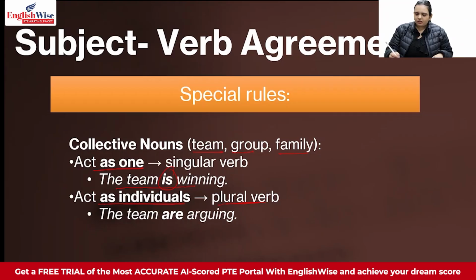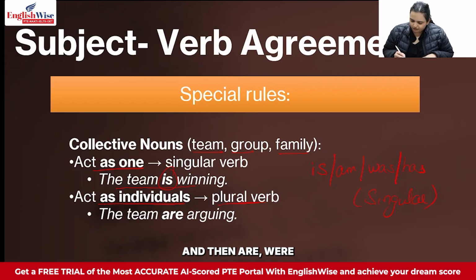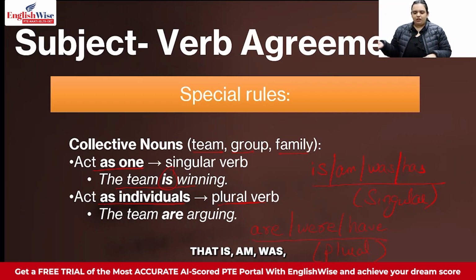Okay. So before I move ahead, please make a note of this, that whenever you are talking about is, am, was and has, they are all singular. Is, am, was and has are singular, and then are, were and have, they are all plural. So this is what we need to learn with our subject verb agreement, that is, am, was, has are singular, are, were, have are plural.